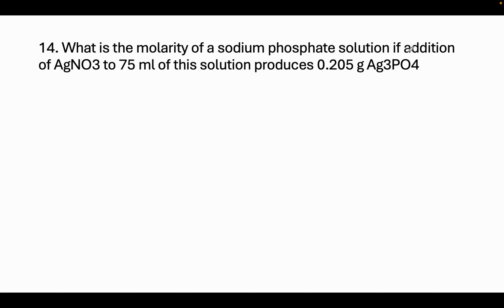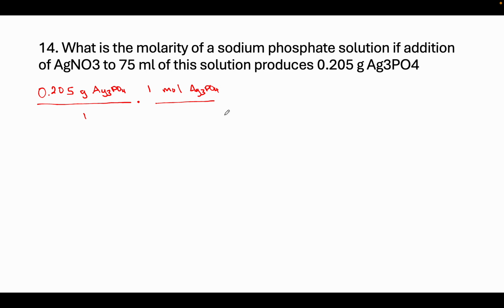But our formula, we use moles. We know we use moles out here. So we're going to get rid of those grams. 0.205 grams of Ag3PO4. We're going to cancel this out real quick using our molar ratio. So 1 mole of Ag3PO4. Now, cancel this out using molar mass.